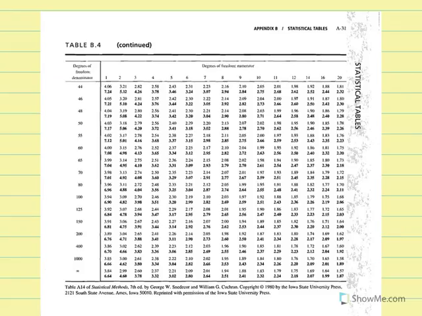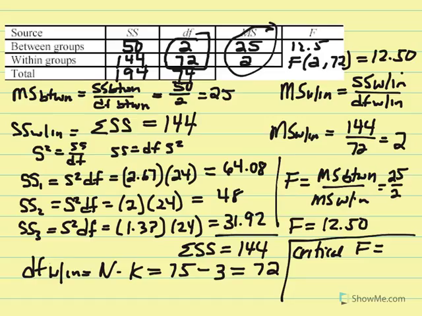So again, our numerator degrees of freedom was 2, denominator degrees of freedom 72. So we're going to enter here at 2 and go down to the closest thing that we have, which is 70 or 80. We're going to choose 70 because that's going to yield a higher critical F value, and it's equal to 3.13. So our critical value is equal to 3.13. And I'm going to erase some of this information so I can make room for a visual representation of these two statistics.